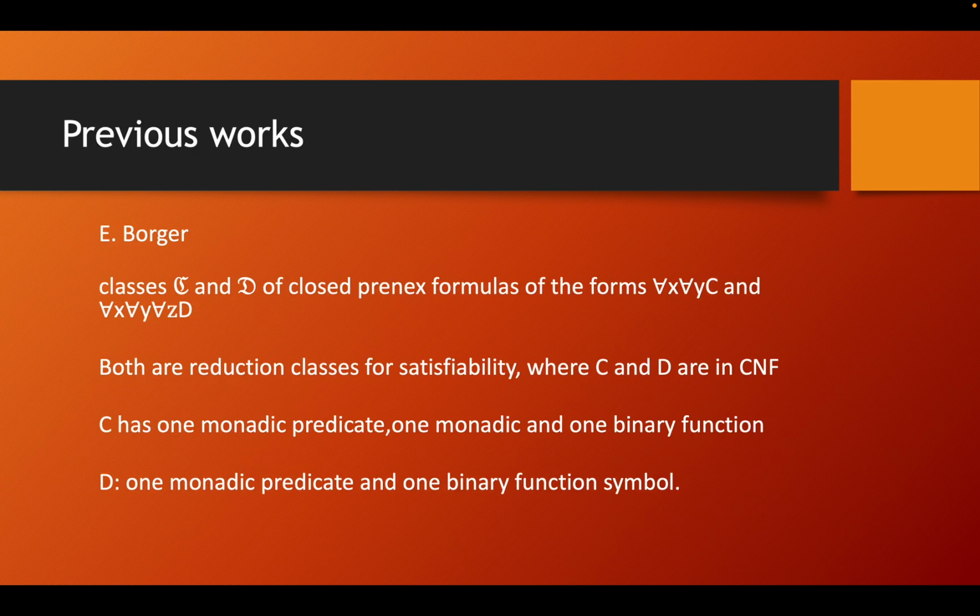Some previous work from E. Börger defined two classes, C and D, which are prenex, which use the for all quantifiers, and they're both reduction classes. I'm going to get to that in a second. They're both reduction classes in conjunctive normal form, and they have monadic and binary predicates. Monadic means taking one argument, and binary means two arguments.